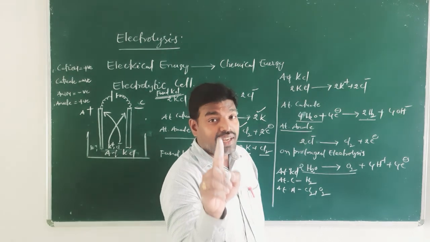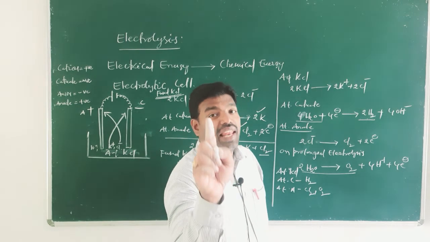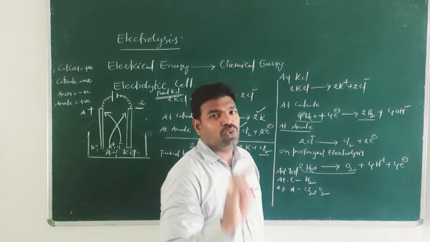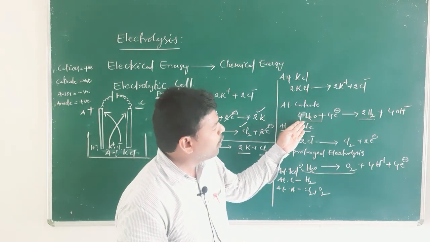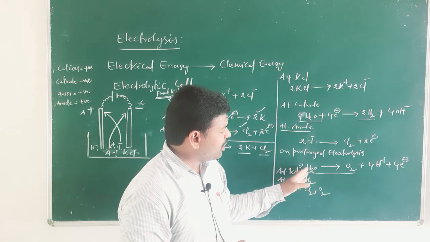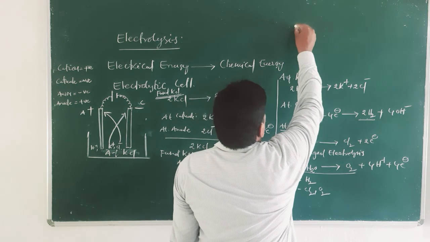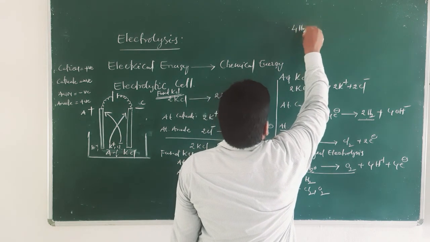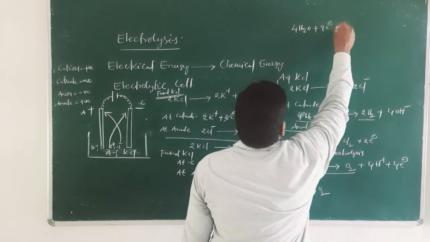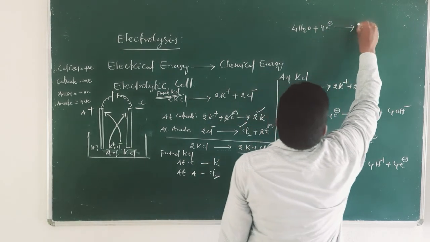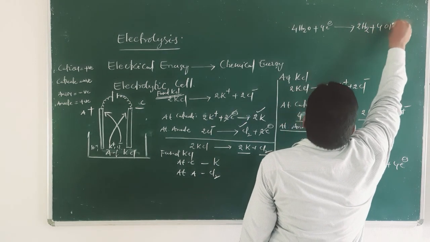I repeat, electrolysis of aqueous KCl includes electrolysis of water also, okay, because we can understand that water molecules undergo reduction, and at the same time water molecules undergo oxidation. So 4H2O plus 4 electrons gives rise to 2H2 gas plus 4 OH minus ions.